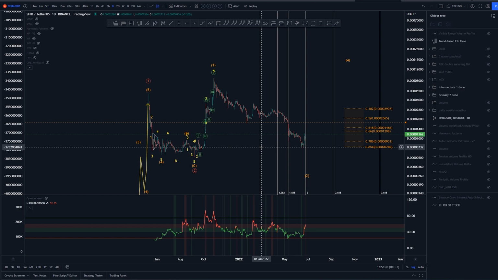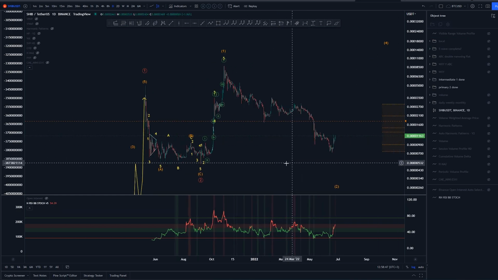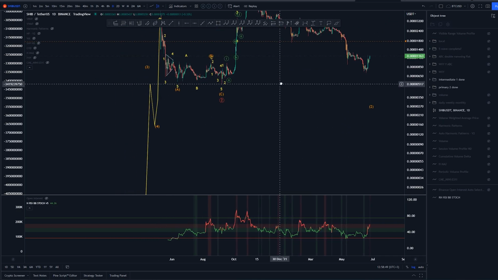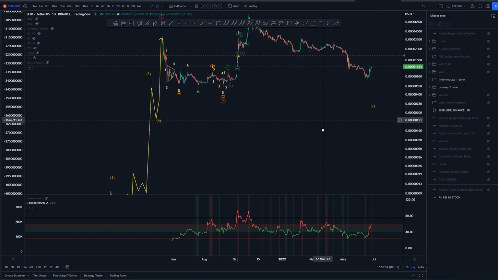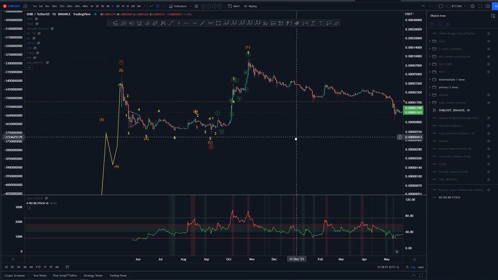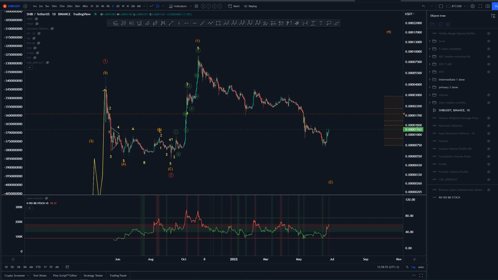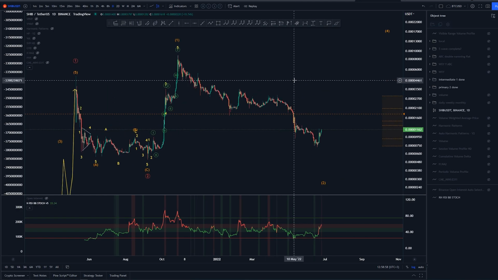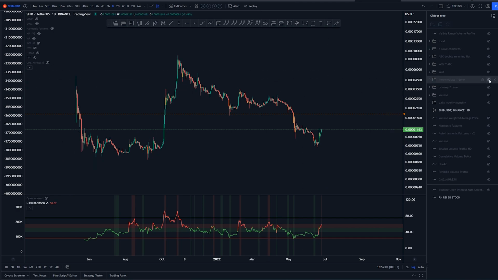However, do we have any other possibilities to count this differently? Not really. I don't see that. So for now, this is the only one that I'm going to be tracking on higher time frame. So let's jump into the lower time frames.